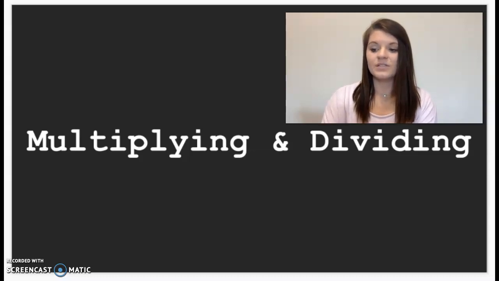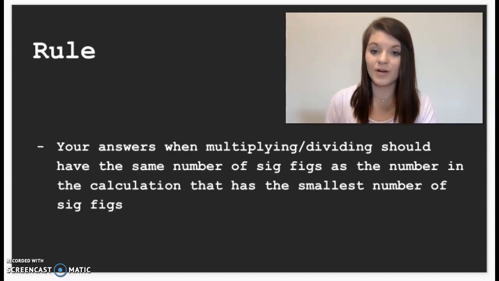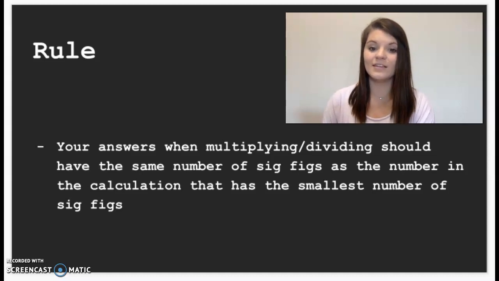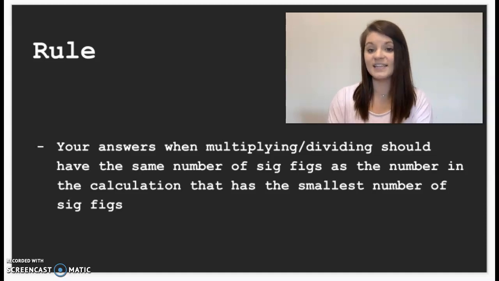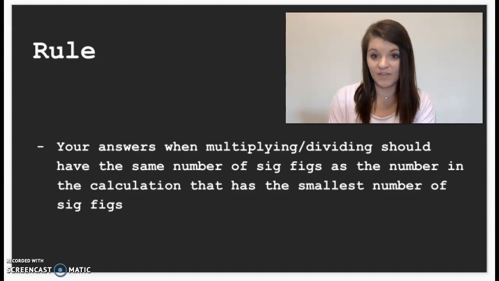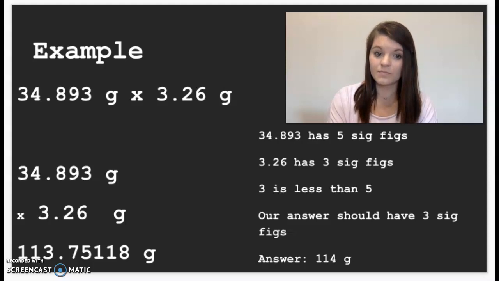All right, so when multiplying and dividing, your answers should have the same number of sig figs as the number in the calculation that has the smallest number of sig figs. So here all we're doing is counting the number of sig figs. We're not worrying about what places they're in. We're not worried about where the decimal point is. We're just worried about which number has the smaller number of sig figs. Okay, here's an example. I use the same numbers as the adding and subtracting problem, but now I am multiplying them. And here's the answer that I got on my calculator.